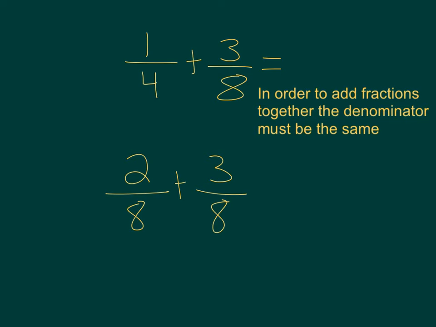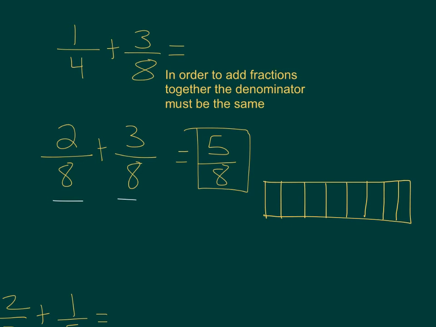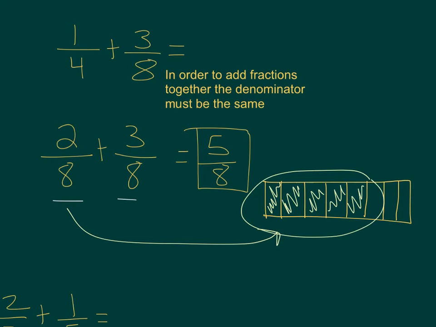And now that my denominators are the same, I can go ahead and add. If I have 2 eighths and I'm adding 3 eighths, then I have a total of 5 eighths. And we can represent this with a picture as well. I have a figure that's broken into 8 pieces right here, and if I have 2 eighths, which is represented by my first number right here, and I add 3 more eighths, 1, 2, 3, then I have a total of 5 out of 8, which is how I got my answer, 5 eighths. We're going to do 2 more problems.